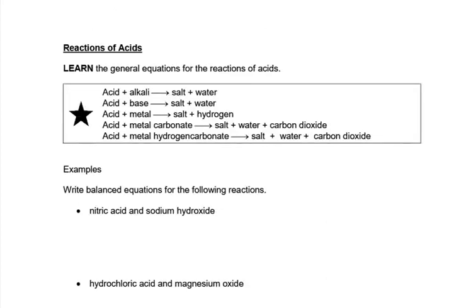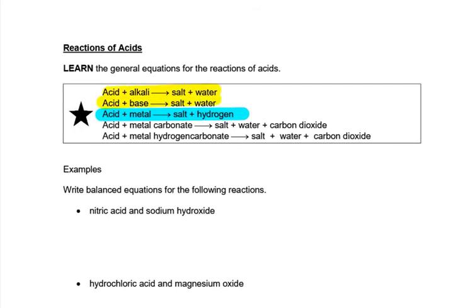So what we're going to do in the last little section of this video is remind ourselves of what happens when acids react. So acids can react with alkalis or bases to make salts and water, with metals to make salt and hydrogen, and with carbonates or hydrogen carbonates to make salt and water and carbon dioxide. What I'm going to just do now, and this will be really useful later in the course, I'm going to just highlight this one. The other 4, I'll highlight them in a different colour.